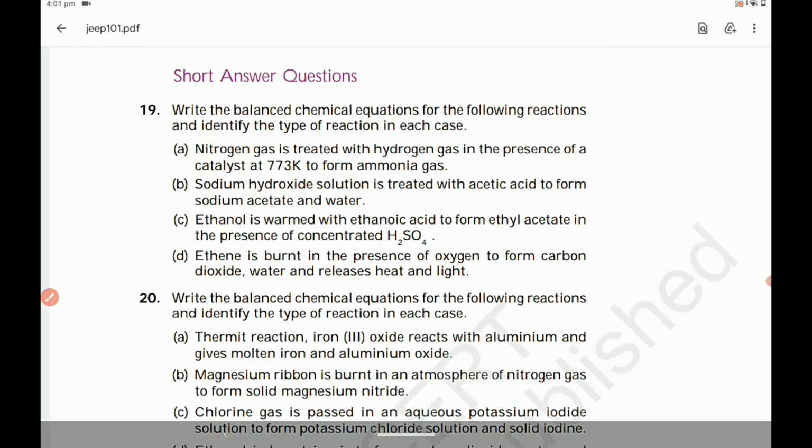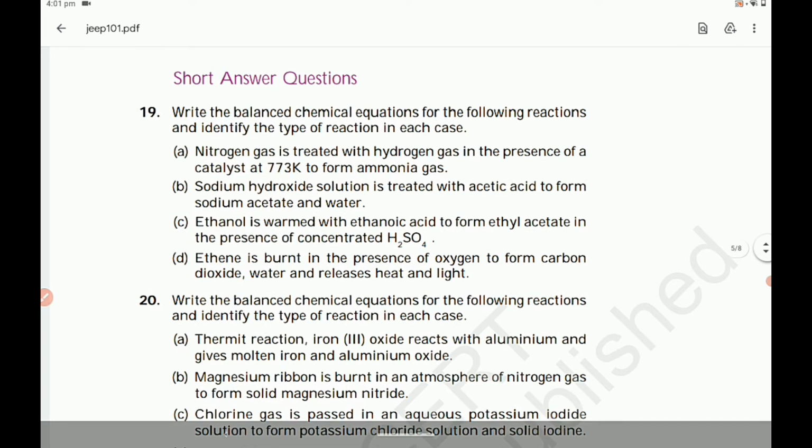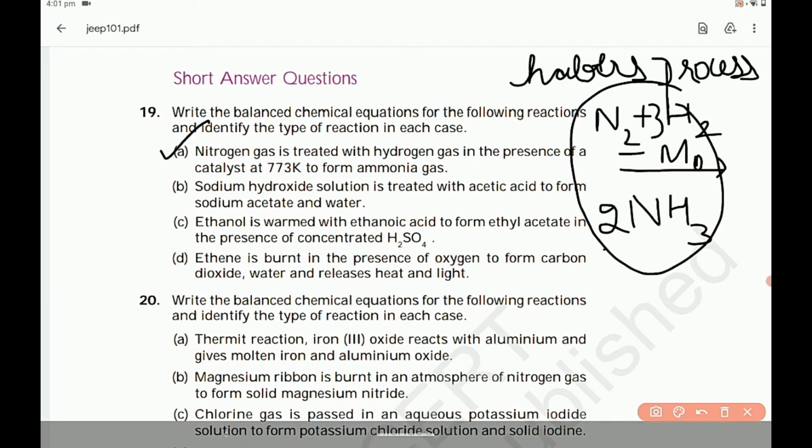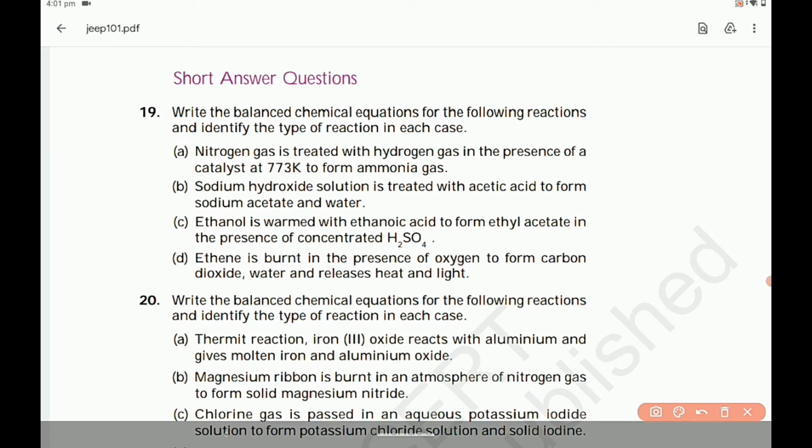Sodium hydroxide solution is treated with acetic acid to form sodium acetate and water. And also in the first one they've asked the type of reaction, right? So what is the type of reaction? It is a combination reaction, as you all can see. It's a combination reaction.